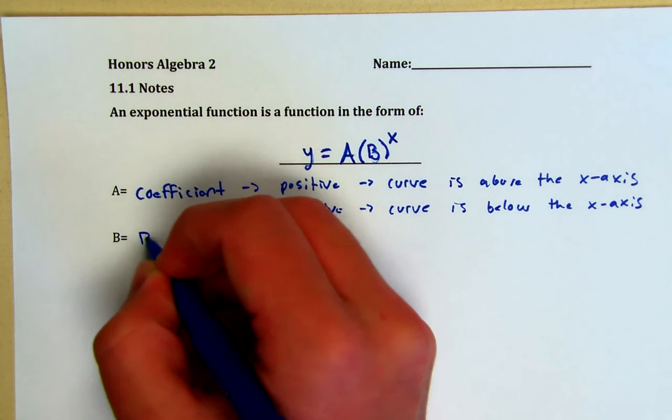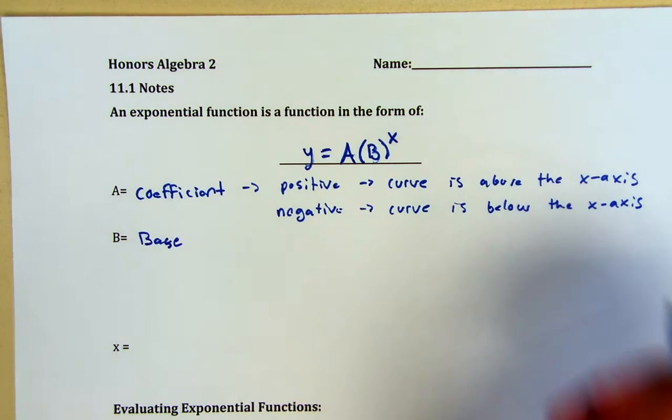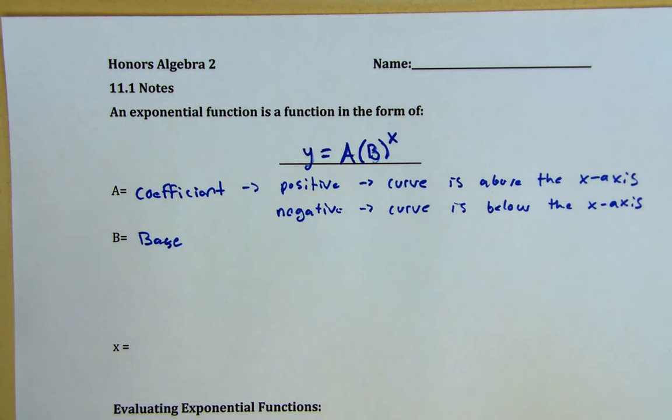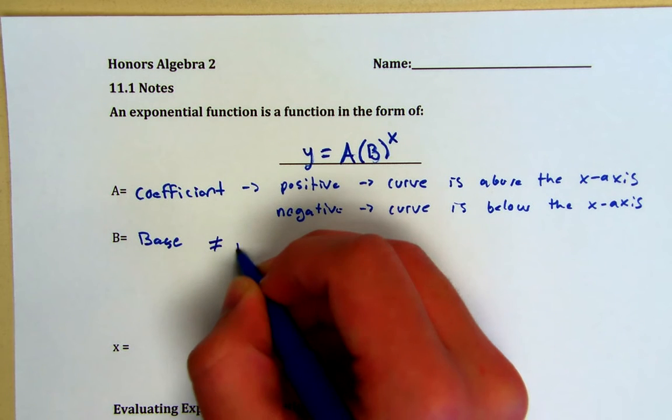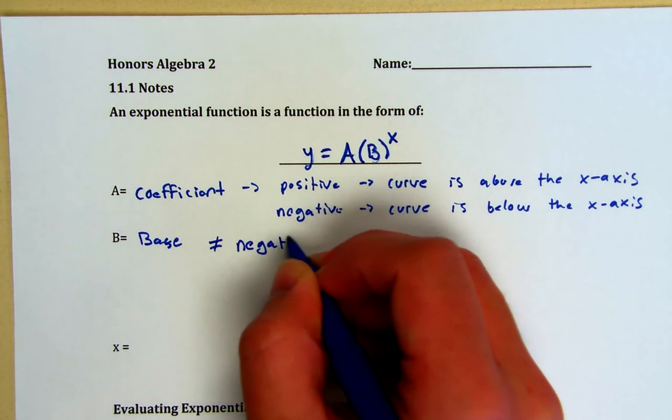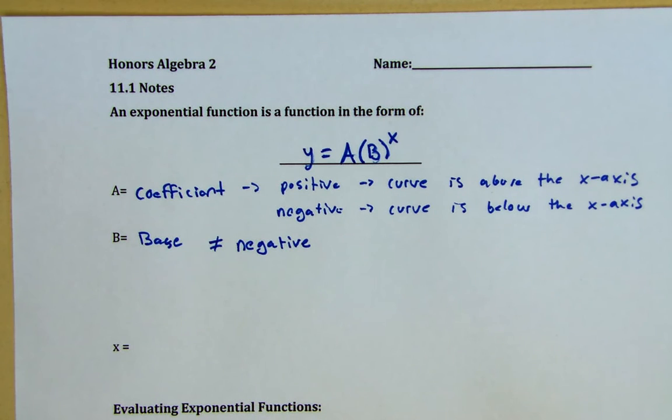B is the base of the exponential function. And we'll get more into the base when we start talking about logarithms. There are a few things that we need to know about the base. It cannot be a negative number. And it cannot be negative because the domain of exponential functions has everything.